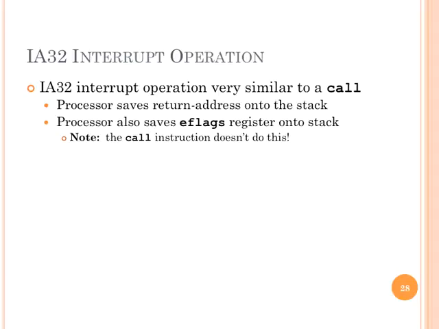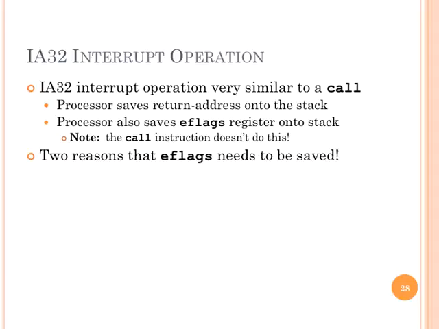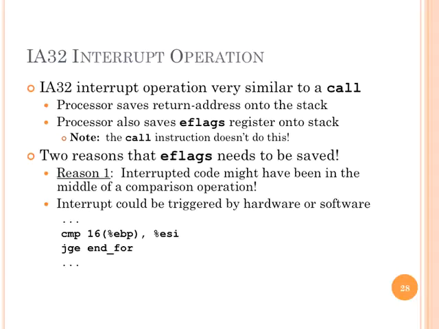Okay, so what happens? IA32 interrupts. I want to transition into ring 0 or whatever. I want to transition to another ring. Basically, it's very similar to the way a call works. I say int n, whatever n is, and the processor saves the address of the next instruction onto the stack so that I now know what to go back to. Okay? The other thing is that it saves the flags register, and this was because of the things that I was discussing before. Because we may interrupt a comparison operation. We may be in the middle of a comparison operation.